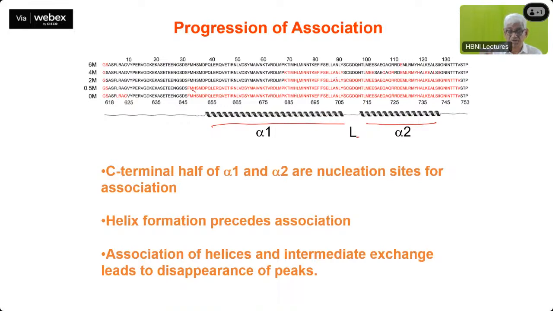This you get from secondary structure predictions. You can see what are the helices, and this is a completely unfolded state. And these are the ones where we are seeing the signals. Even after the association is formed, these helices are formed, these helices self-assemble among themselves, but this portion remains flexible still. Okay, so therefore, the C-terminal half of alpha 1 and alpha 2 are nucleation sites for association. Helix formation precedes association. Association of helices and intermediate exchange leads to disappearance of peaks.